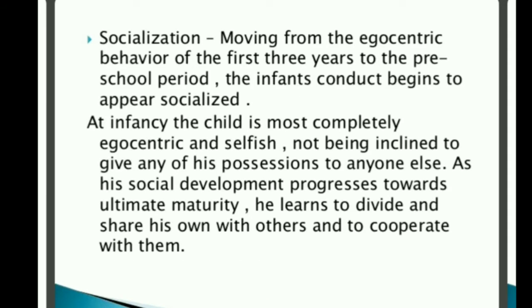So when the stage of egocentrism goes away, socialization starts. Socialization means moving away from egocentric behavior. Egocentric behavior stays for the first 3 years, and after that the child is socialized. He learns social norms. At infancy, the child is most completely egocentric and selfish, not being inclined to give any of his possessions to anyone else. This is at infancy and babyhood. Then, as his social development progresses towards maturity, he learns to divide and share his own with others and to cooperate with them. He learns the art of cooperation.